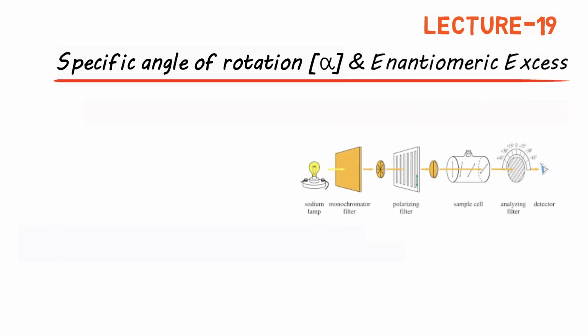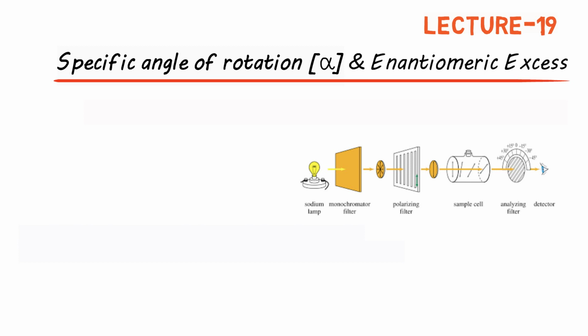हमारे पास एक लाइट सोर्स है सोडियम लैंप का। When this light is passed through a polarizer, we are getting plane polarized light. That light when passed through a sample cell containing the solution of a chiral molecule, that chiral molecule then rotates the PPL either clockwise or anti-clockwise.